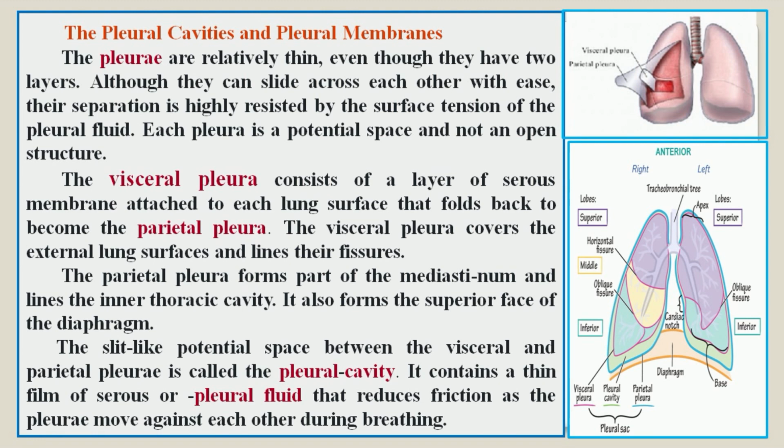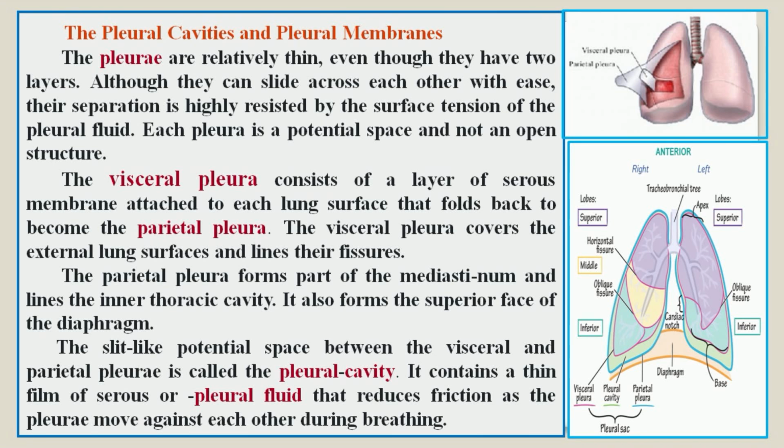The visceral pleura consists of a layer of serous membrane attached to each lung surface that folds back to become the parietal pleura. The visceral pleura covers the external lung surface and lines its fissures. The parietal pleura forms part of the mediastinum and lines the inner thoracic cavity. It also forms the superior surface of the diaphragm.